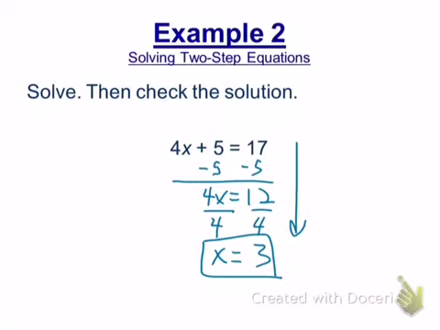The process is more important than what, Jay? The answer. The process is more important than the answer. I want you to have the correct process in your problems. Okay? Now, to check it, how would we do that? Plug this 3 into the original equation. 4 times 3 plus 5, is that equal to 17? It absolutely is. It works.